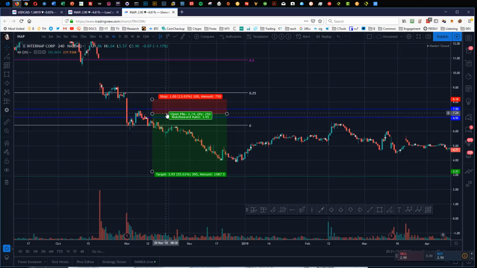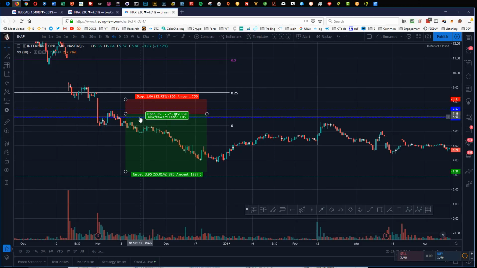I've been watching this thing. I drew all these lines. I did all this stuff. You know, this is going to be an awesome trade. It's got a 57% potential. And it missed my entry. Completely missed my entry. So then I have to look at the reality of the market at that given time.